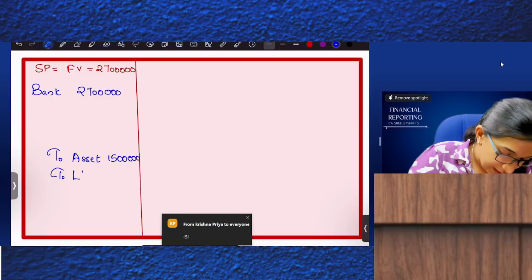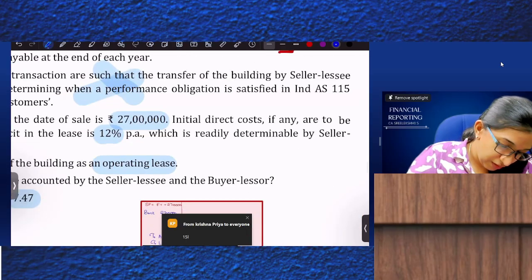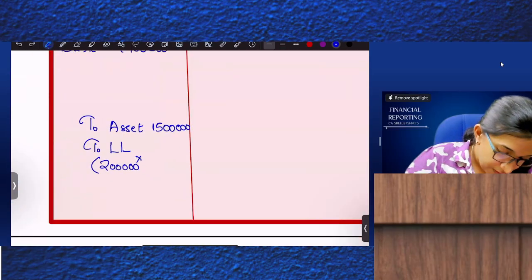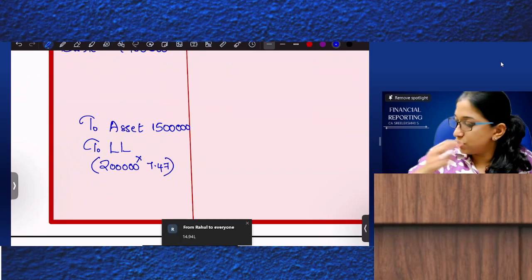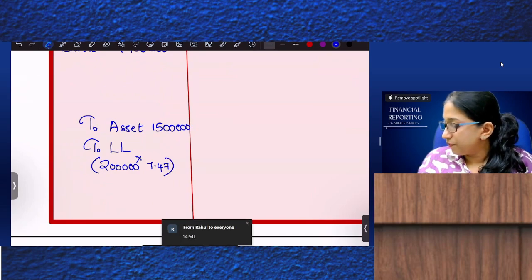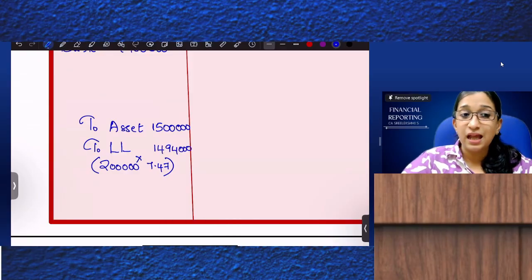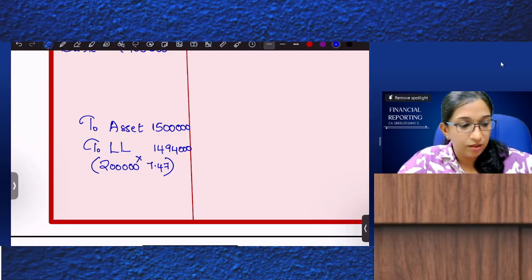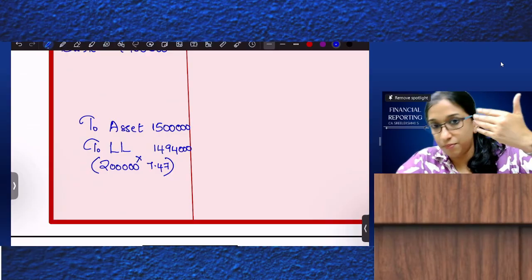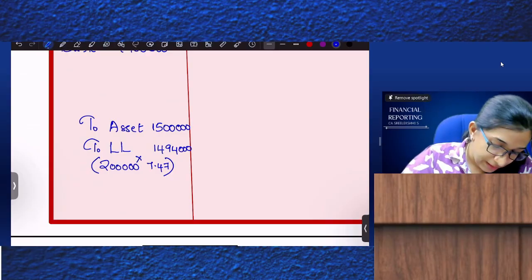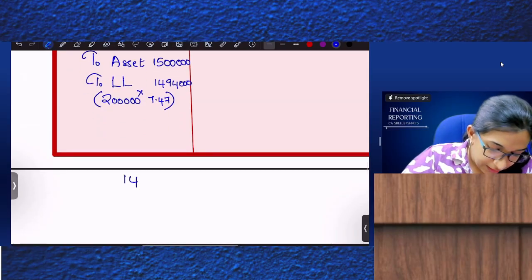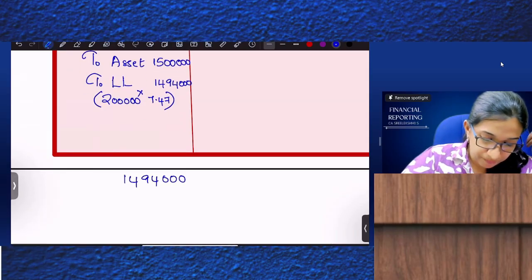To lease liability, you need to pay 2 lakhs for 20 years. They have given the annuity factor 7.47. Lease liability is 2 lakhs into 7.47, which is 14 lakh 94,000. Now I'll calculate the proportion taken back, proportion leased back. That is, 14 lakh 94,000 is the lease liability.